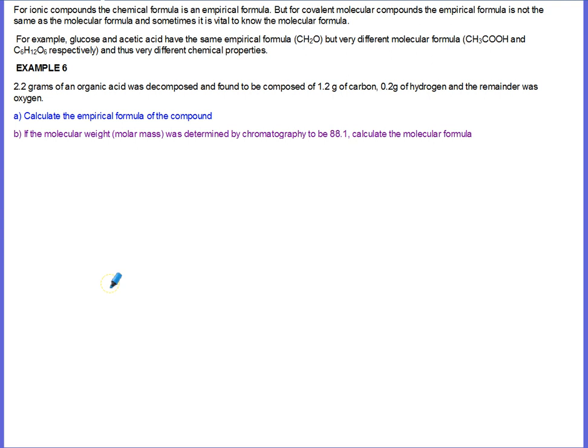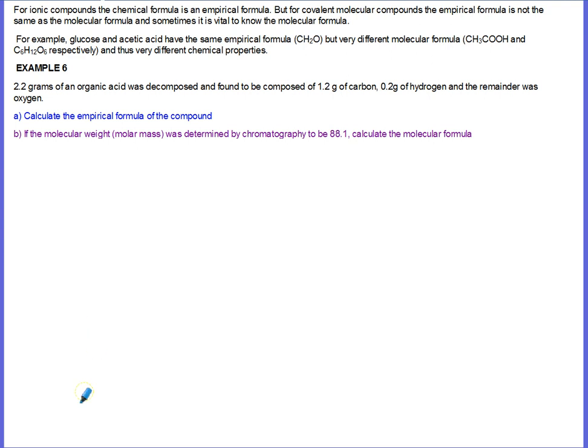First of all, you've got to calculate the empirical formula of the compound, which we'll solve in blue. And then it says the molecular weight or molar mass was determined by chromatography, which is a separation technique, to be 88.1. That should be grams per mole. If we know that, calculate the molecular formula. Well, let's do the first thing first. Let's calculate the empirical formula first, and then we can worry about the actual molecular formula.